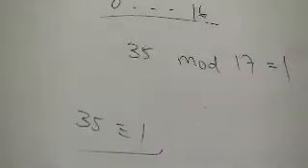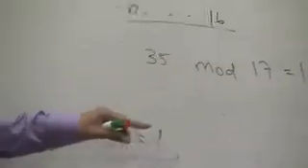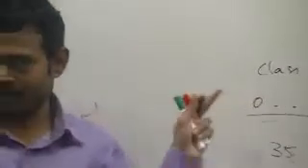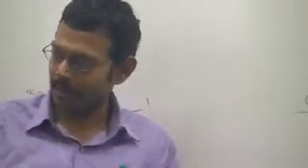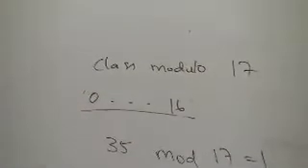That means it's a remainder, not a division. So 35 mod 17 is 1, so 35 is equivalent to 1. Right? So everything outside this range, even negative integers, we can pull them back to this range. So everybody's clear on that? What is class modulo, whatever the integer n is? All the integers will be pulled between 0 to n minus 1, if you have class modulo n.